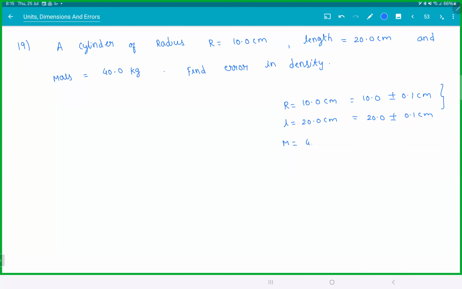Same thing when you say mass is 40.0 kgs. So up to 1 decimal. If I had taken 40.00, I would have taken 0.01. That's the meaning of this. So based on the number of decimals, you can figure out the error also. Get this, find the percent error in density.